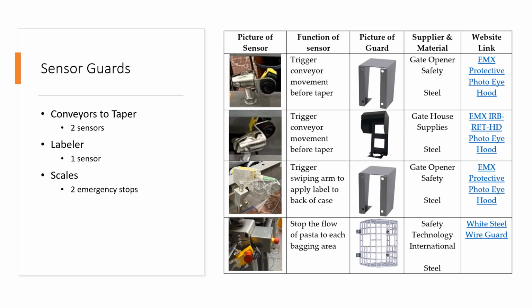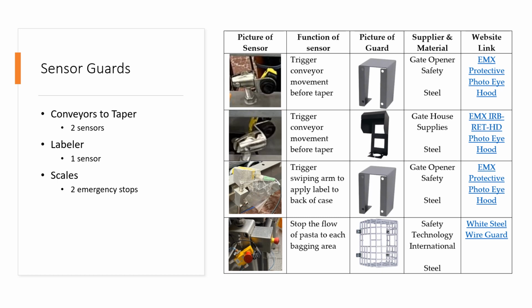The third sensor down, by the labeler, is one main sensor that we are concerned with, and it is all taped up and secured manually. This is a very important sensor that triggers the swiping arm to apply a label to the back of the case, and if this sensor is miscalibrated, it can lead to manual tasks and other errors. This sensor could have the same setup as the first sensor shown and will also be made out of steel.